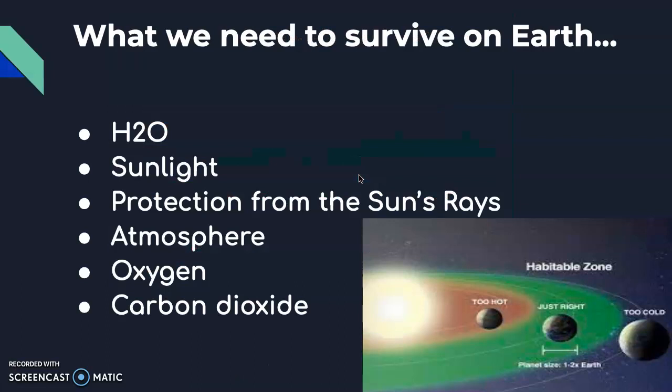And then what we need to survive on Earth is H2O, water. That's like common sense one. Sunlight, and then protection from the sun rays, and then atmosphere, oxygen, and then carbon dioxide.